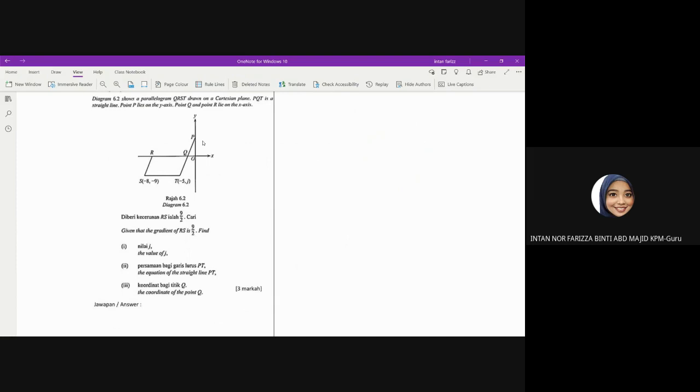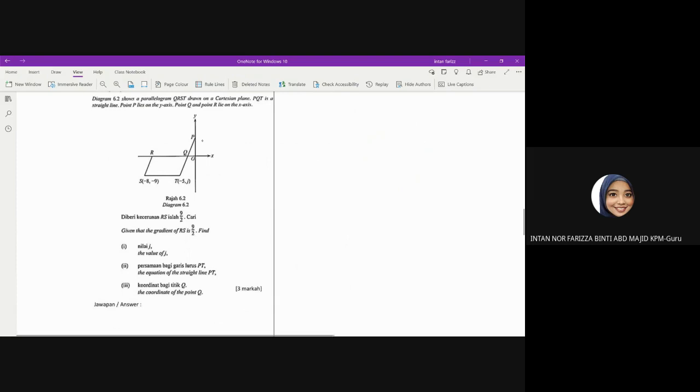Because normally the questions I give here are a combination of another topic. For example, like ratio, for example what? What was the concept earlier? A distance. Combination, alright. So, what do we have in 6.2?